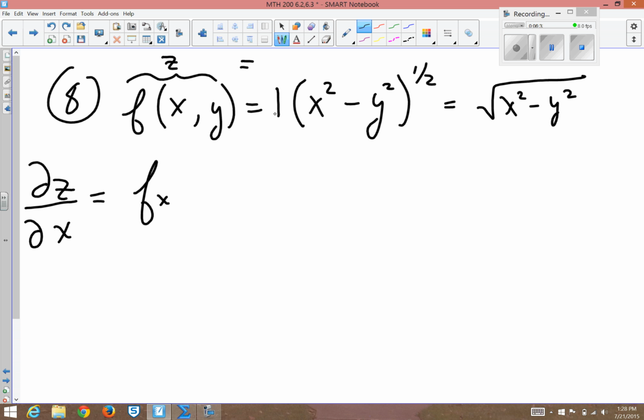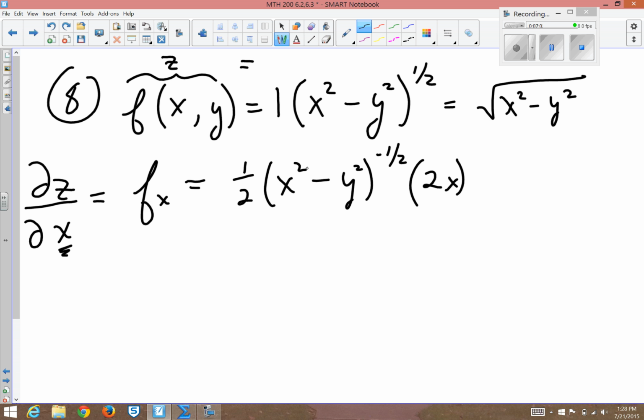So when we find the derivative of this, because it says with respect to x, we're going to treat y as if it was a constant. So the derivative is 1/2 times, copy what's inside there, make the exponent -1/2. 1/2 minus 1 is -1/2. And then when we multiply by the derivative of what's inside the parentheses, it's just 2x. The derivative of x squared is 2x. And the derivative of -y squared is going to be 0 because we're pretending the y is a constant.